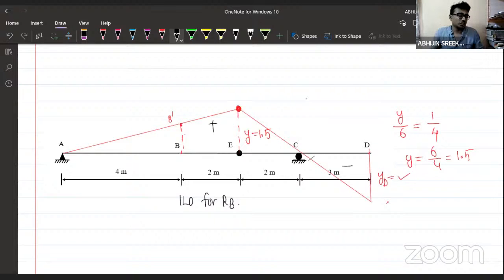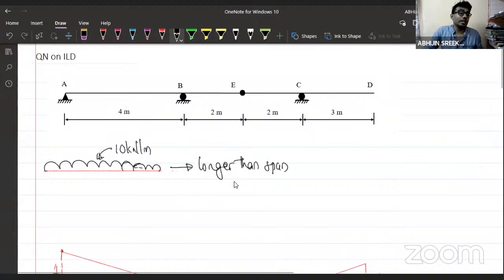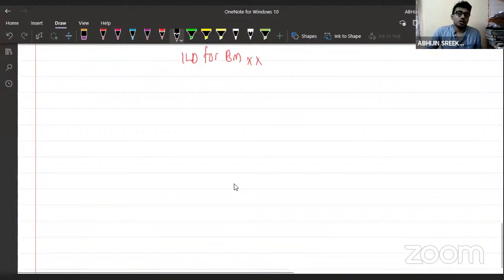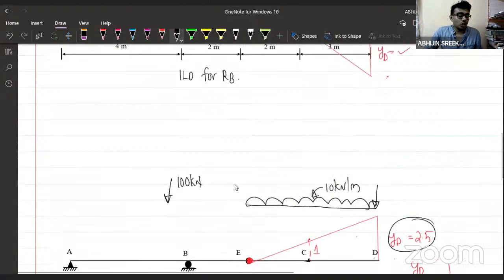Such kind of questions are actually very common. That's why I'm discussing it, and it is very interesting too, and it is very easy for you to get the answer if you know this concept. Okay, so this is all about that question. I hope it was clear.